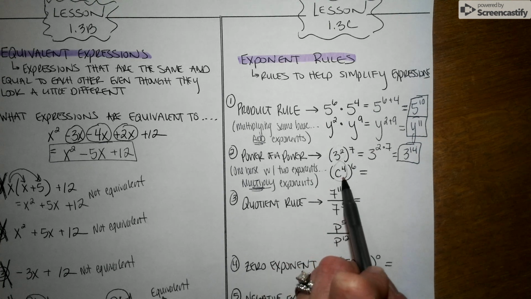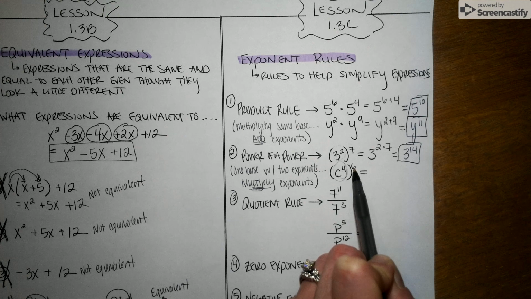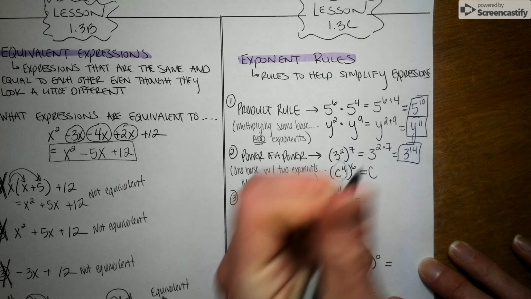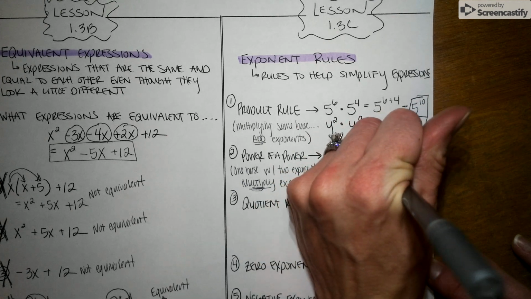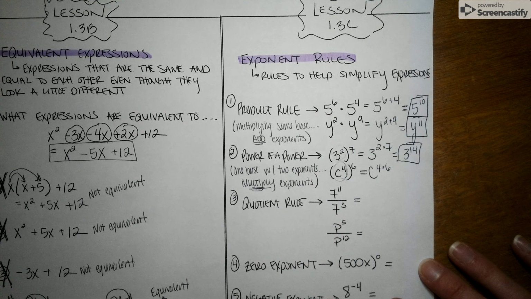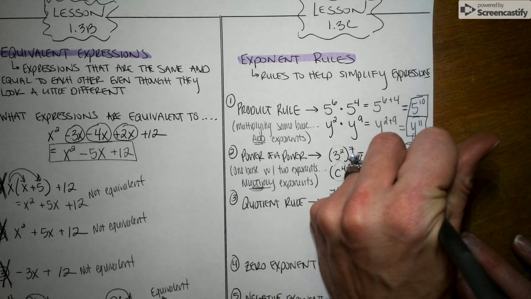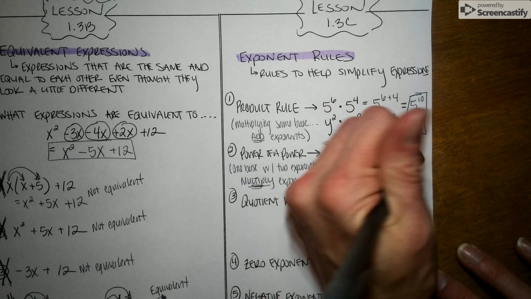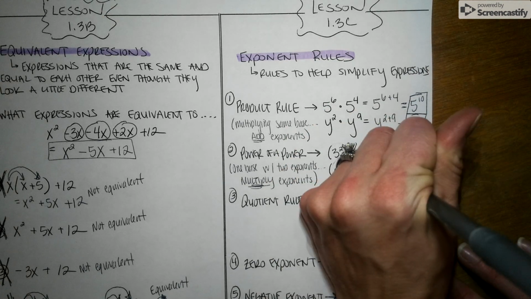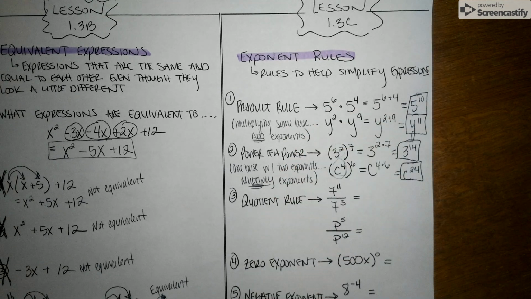Same thing in my example below. Here I have c to the 4th and then to the 6th exponent. So I'm going to keep my base of c and simply multiply 4 times 6. So then keep c, and 4 times 6 is 24. So this answer, or simplified version, is c to the 24th.